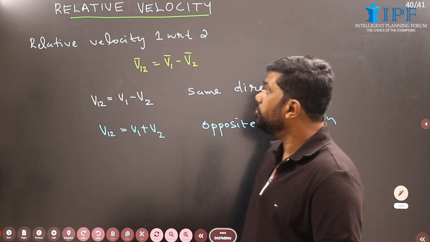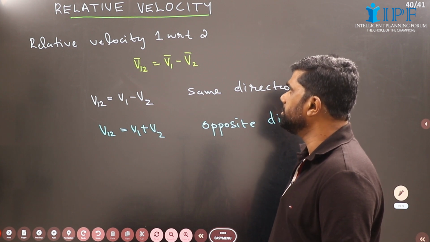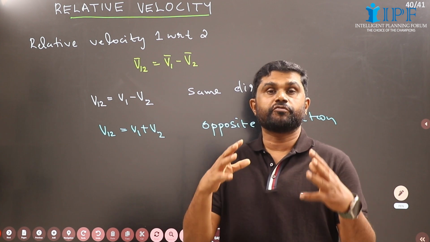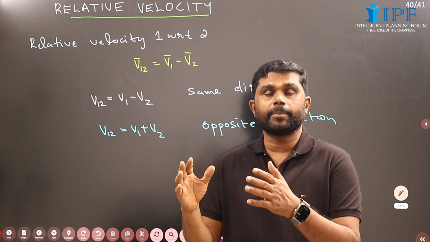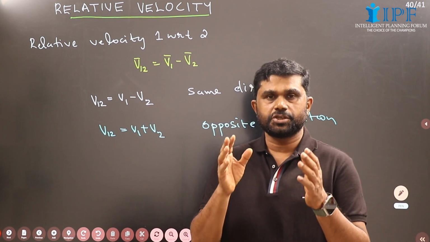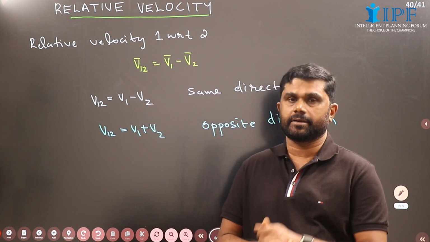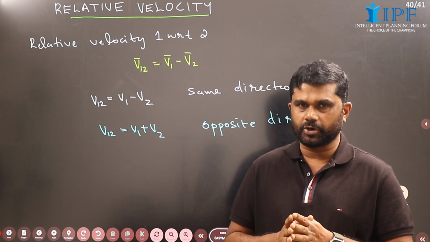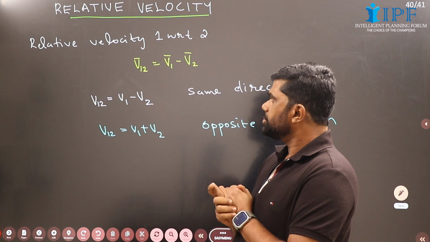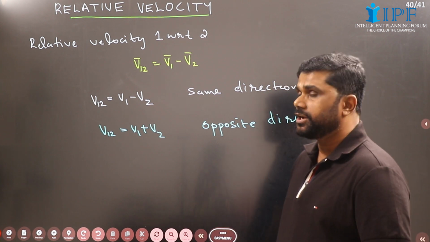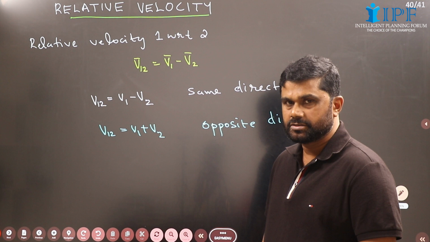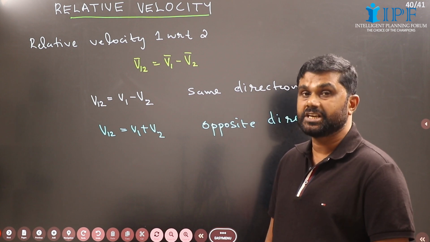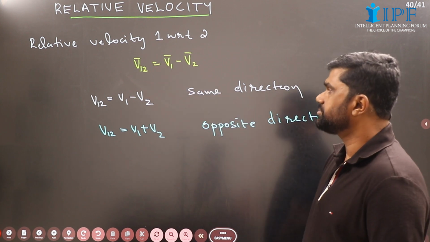Now we have the wonderful concept of relative velocity. See, relative velocity of 1 with respect to 2 means velocity of 1 as seen by the second body, or velocity of the first body as observed by the second body. That need not be the actual velocity of the first body. So v12, that is the relative velocity of the first with respect to the second, equal to velocity v1 minus velocity v2. Velocity being vectors, I have written all these as vectors.